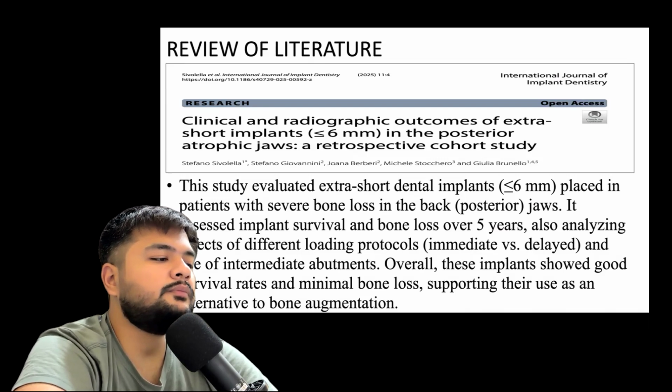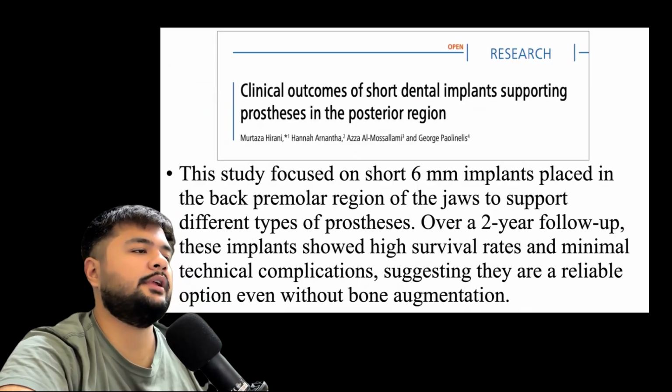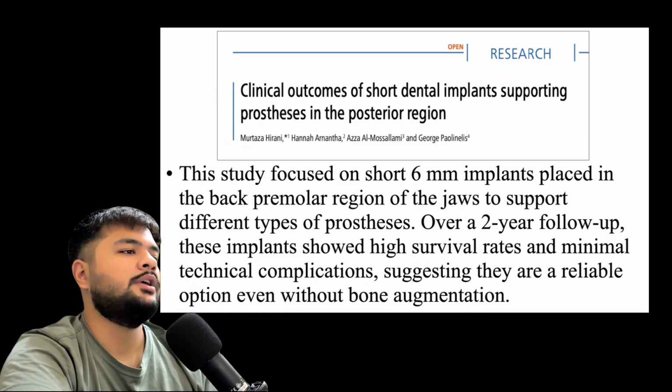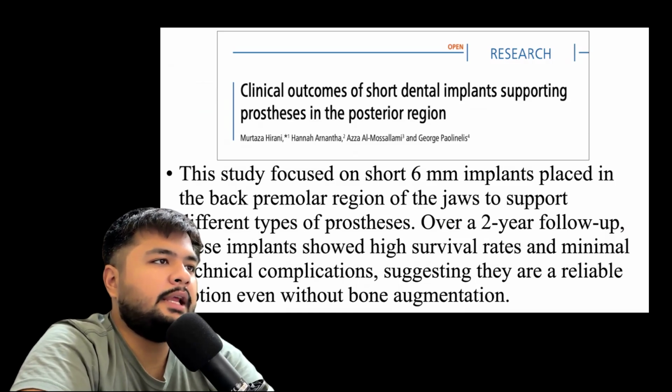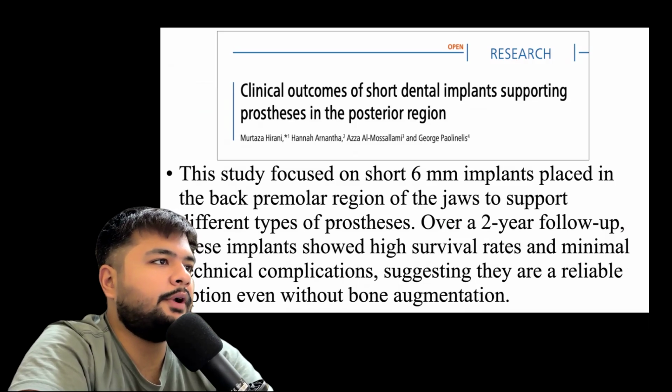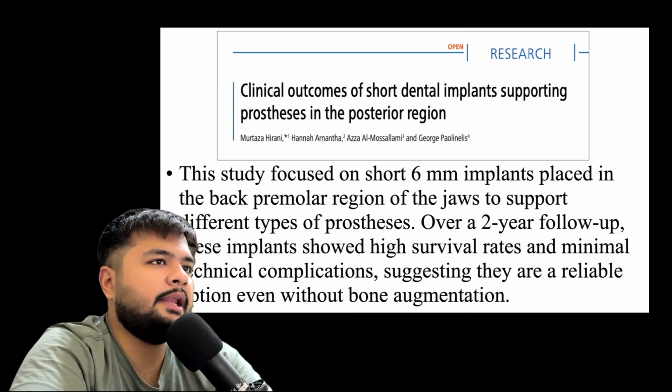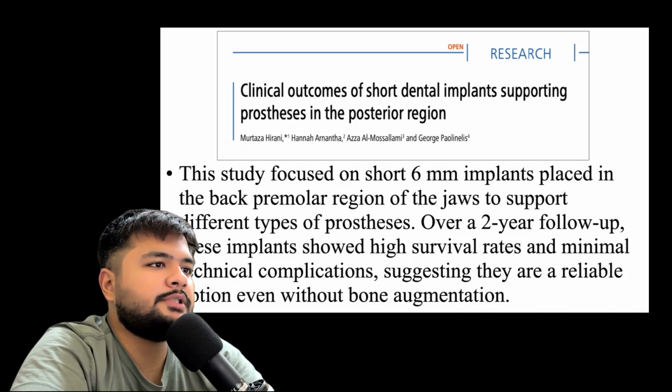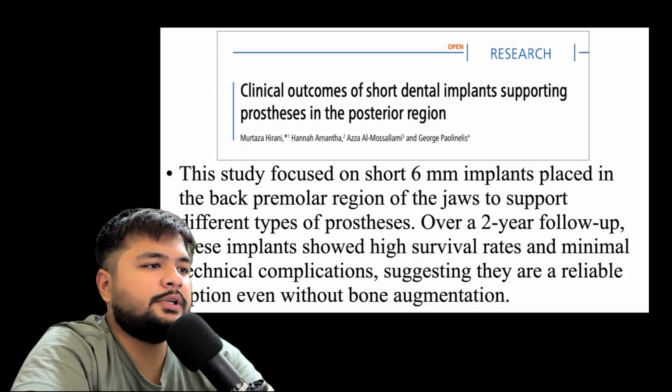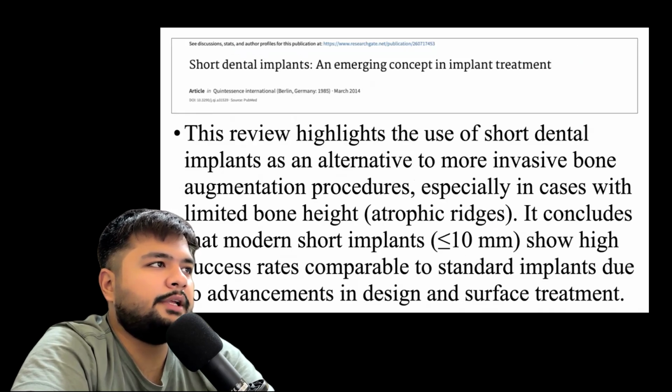So now coming to the next article in my review of literature. This study was Clinical outcomes of short dental implants supporting prosthesis in the posterior region by Hirani et al. This study focused on short 6 mm implants placed in the back premolar region of the jaws to support different types of prosthesis. Over a 2-year follow-up, these implants showed high survival rates and minimal technical complications, suggesting they are a reliable option even without bone augmentation.